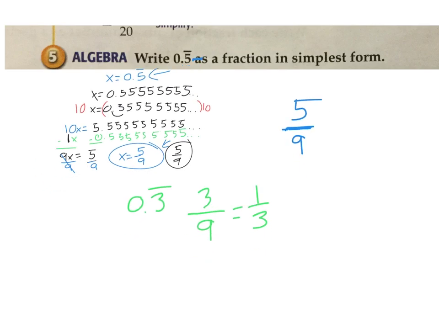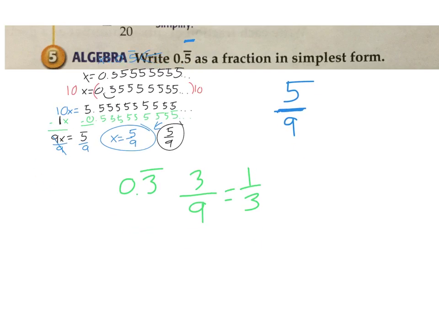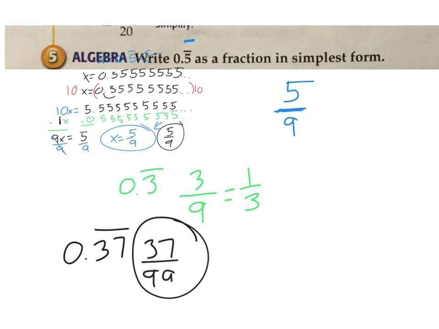All right? One more example. What if I had 0.37 repeating? Now, what's the last place value that's used now? It's the hundredths place. So we would take 1 away from 100, which would give us 99. And we put the 37 in the numerator. So that reduces to 37/99. That's the quick way. All right?